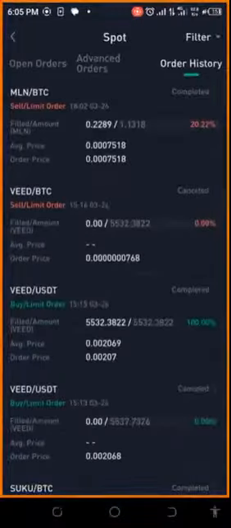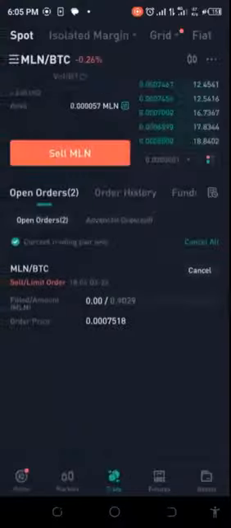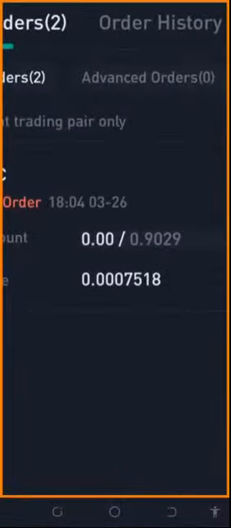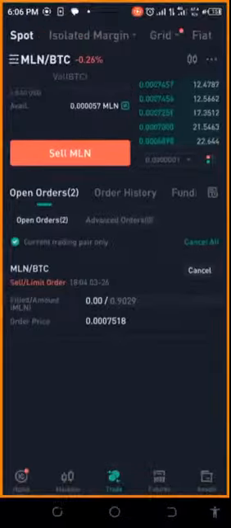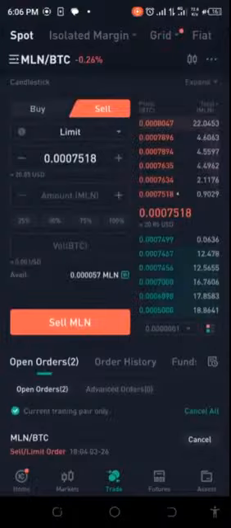Okay, let's go back and see the open orders. So here we are, currently in the queue and trying to see whether we can get this sold. All right, so here's the story of our inter-exchange arbitrage. Let's wait and see how long this will take. I'll be back with the results.